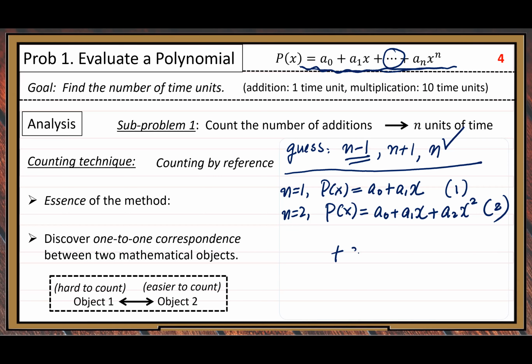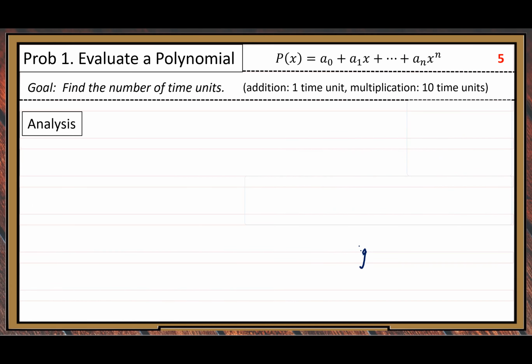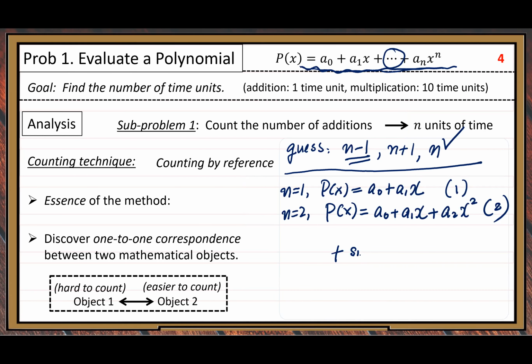Plus sign. So bad. Yeah, plus sign. Okay, yeah, plus sign. All right. And hard to count.